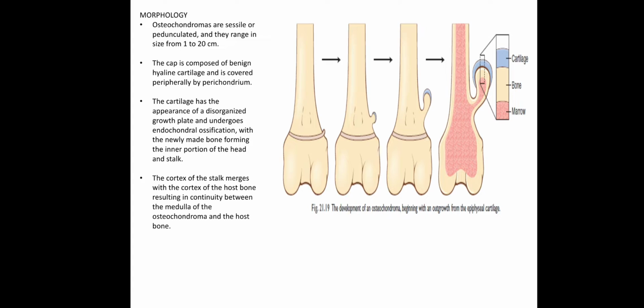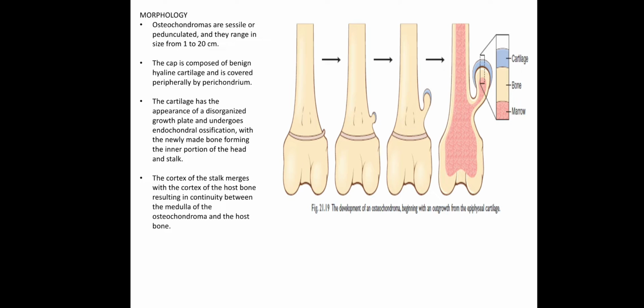Okay, the cap is composed of benign hyaline cartilage and covered peripherally by perichondrium. مثل الأوستيوم البون عندنا periosteum peripherally، هذا perichondrium. The cartilage has the appearance of a disorganized growth plate and undergoes endochondral ossification.